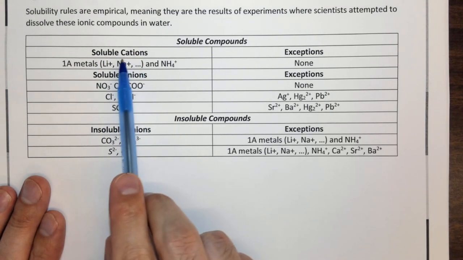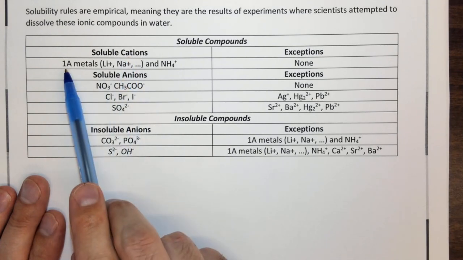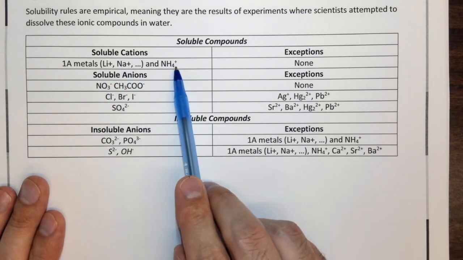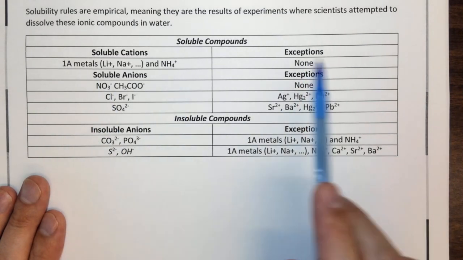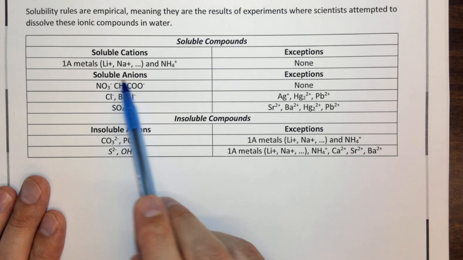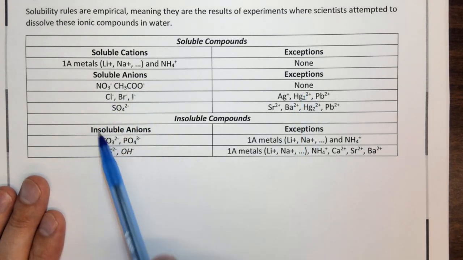So first thing we have is your soluble cations. Remember, cations are positively charged ions. Those are your 1A metals and ammonium. And there are no exceptions. All 1A metal and ammonium compounds are soluble in water. Soluble anions, nitrate and acetate. There are no exceptions.